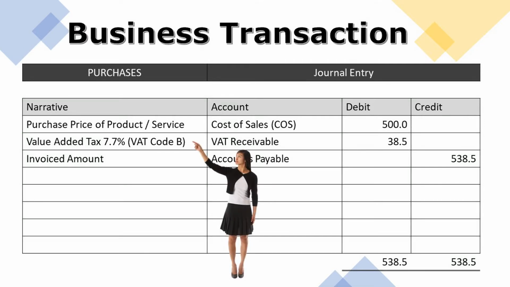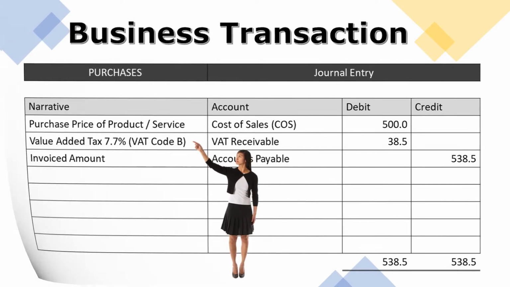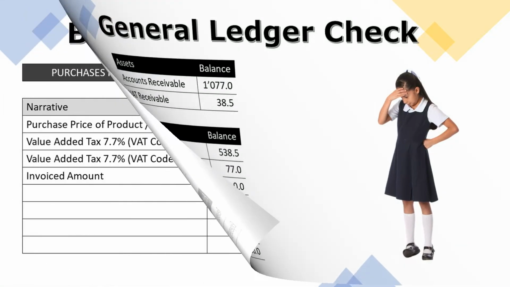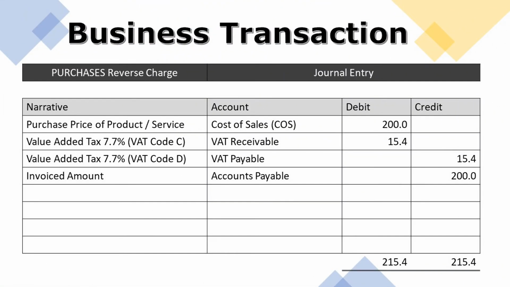Systemically, the VAT amount is compiled and recorded based on the configuration of VAT code B for purchases at Swiss standard rate. So let's see how GL is affected by the entries. The purchase and sales transactions created assets and liabilities for VAT, whilst revenue and cost of sales in P&L remain unaffected by VAT charges.